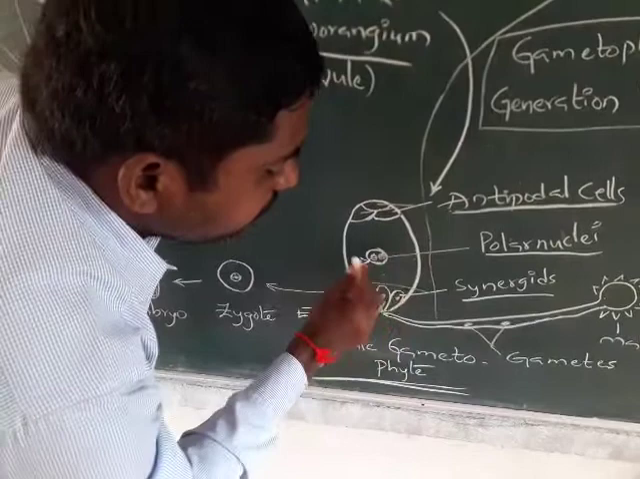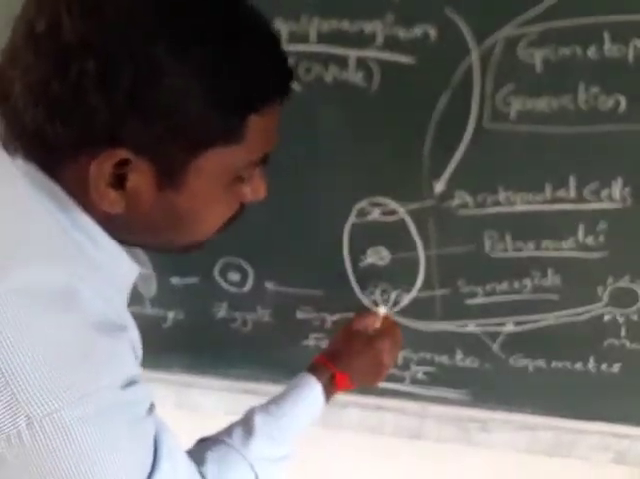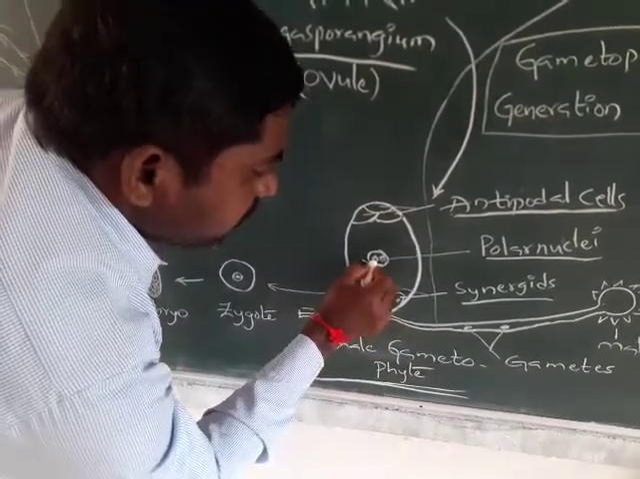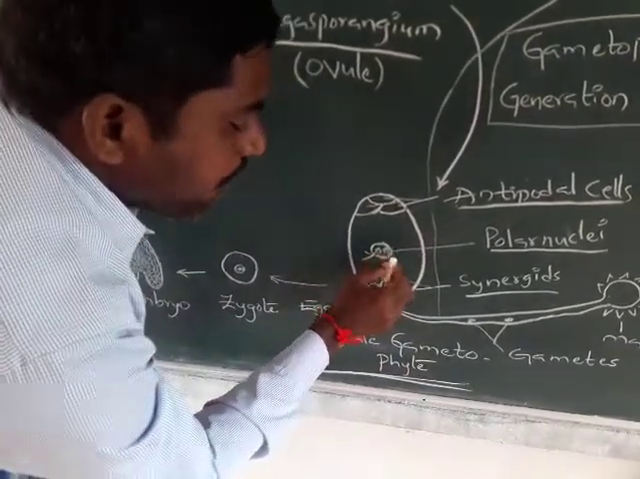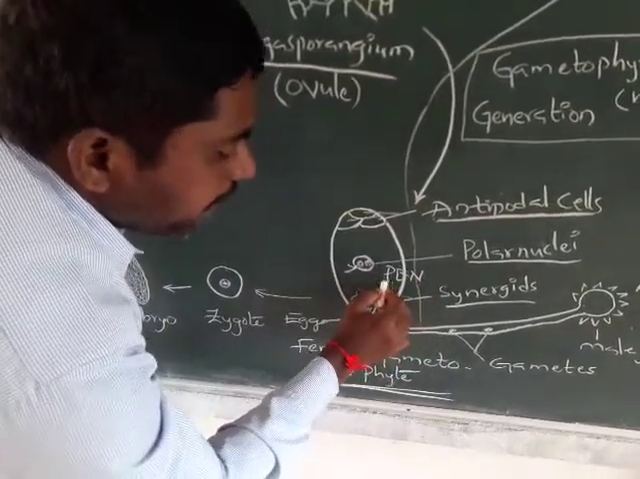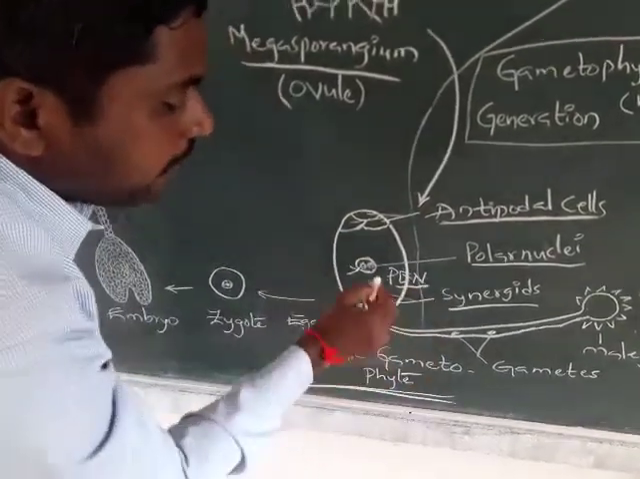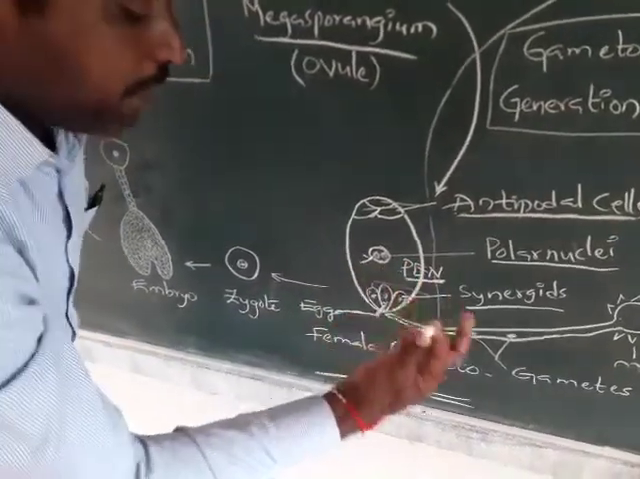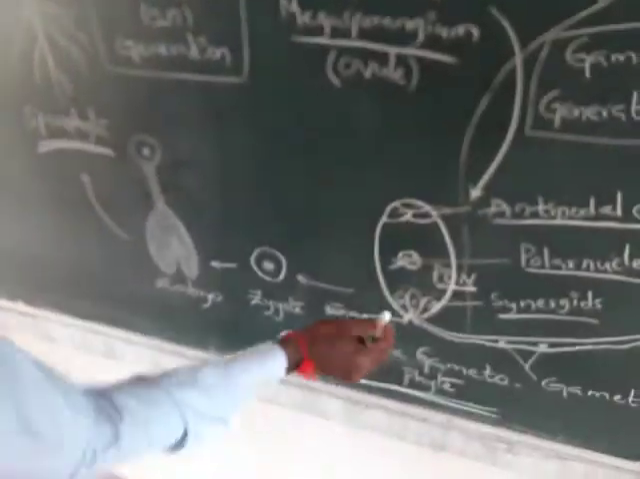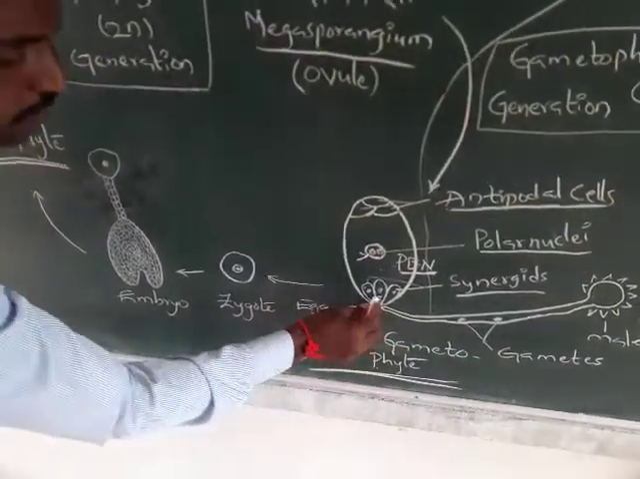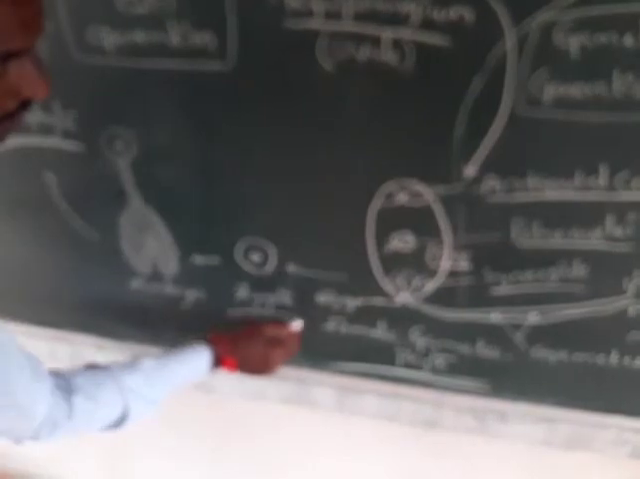Here there is double fertilization. One male gamete fertilizes the egg cell, and the other fertilizes the polar nuclei and forms the PEN, the primary endosperm nucleus, which provides nourishment to the developing embryo. After fertilization, the egg cell is converted into the zygote.